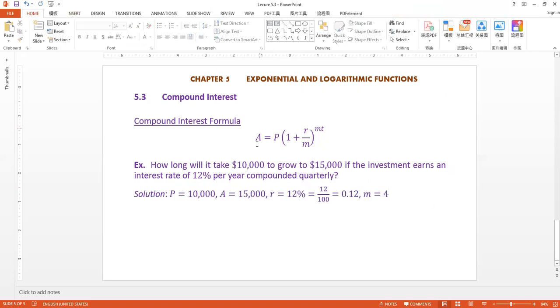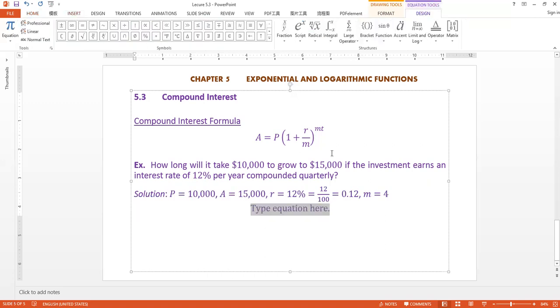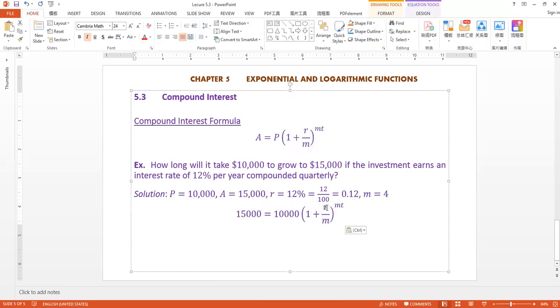And we'll try to solve for T from this equation. So we're given P, A, R, M, so we can solve for T. Just plug in those numbers in the formula. We got 15,000 equals 10,000 times (1 plus 0.12 over 4) to the 4T, that is, to the 40th power.